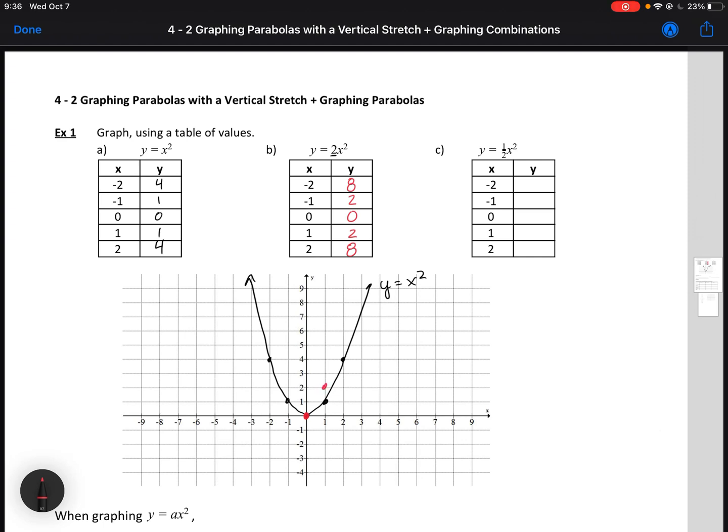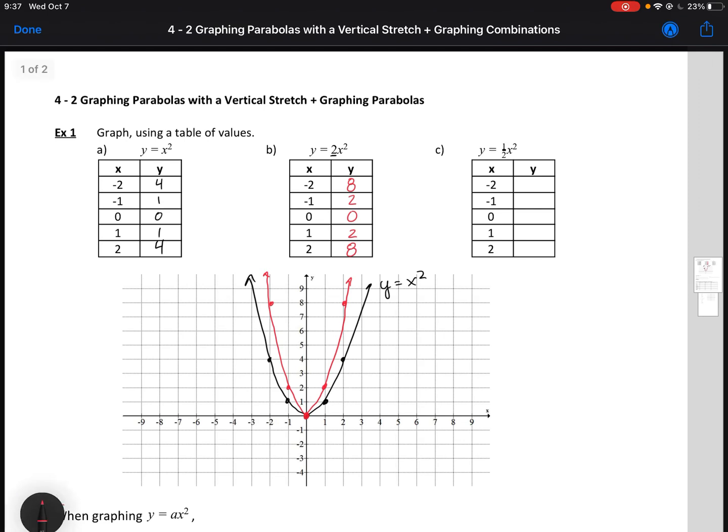So 1, 2, 2, 8, and then I've got on my left side, and then I can connect those dots. We notice that my value in front of the x squared was larger than 1, and my parabola is skinnier.